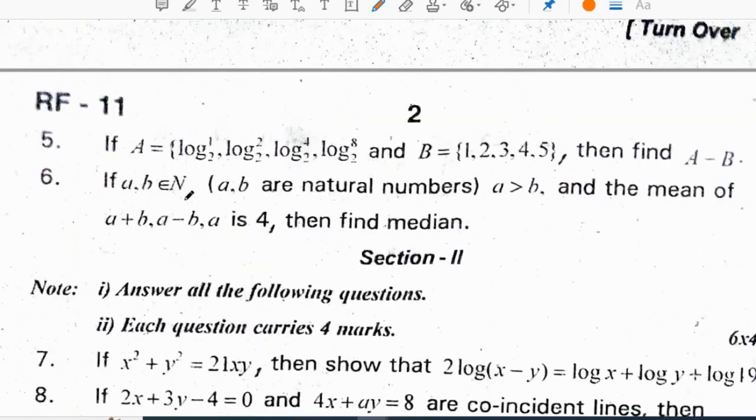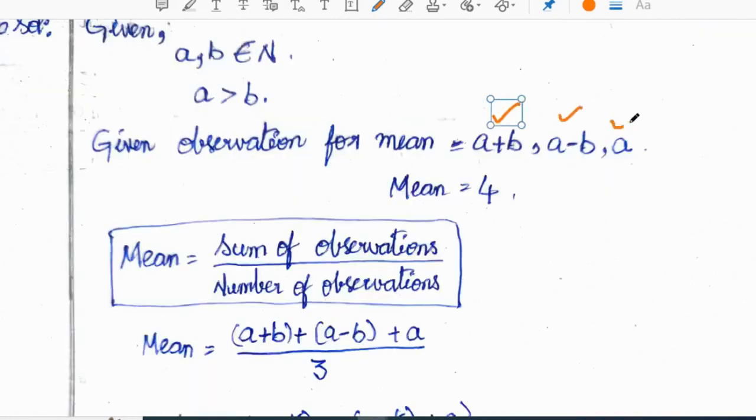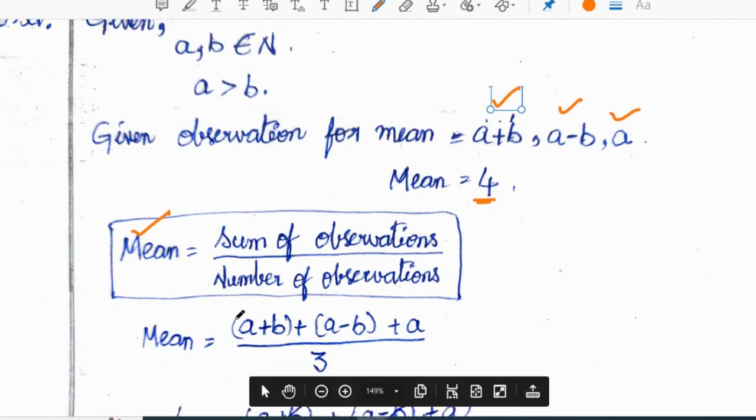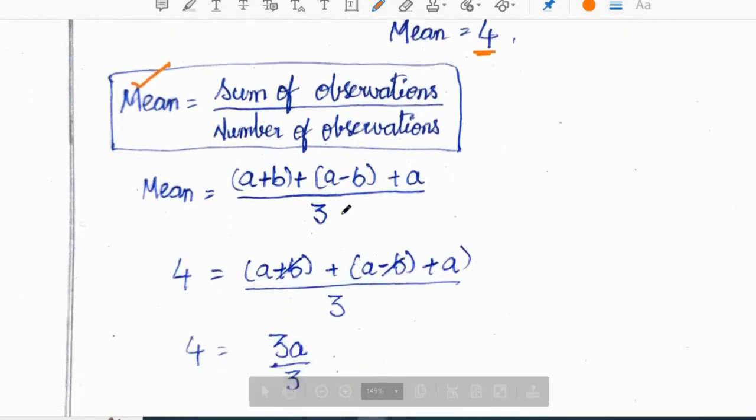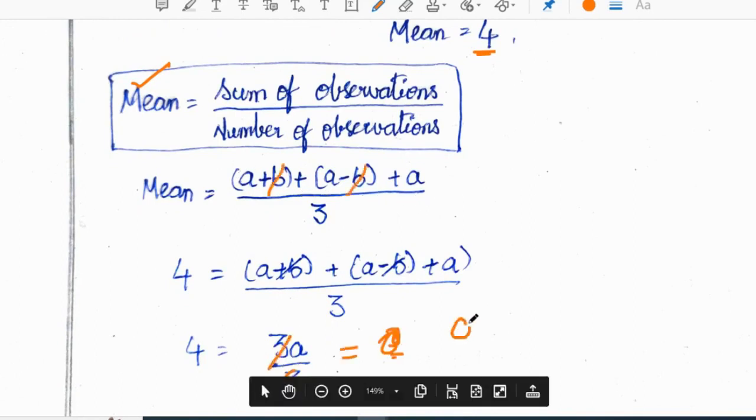Sixth question. A, B belong to natural numbers, A greater than B, this is a very important condition, and the mean of A plus B, A minus B, A is 4. Find the median. Three observations are given in the question, A plus B, A minus B, A, and the mean is given as 4. We know the formula of mean, which is sum of observations by number of observations. So I am adding all the observations, A plus B plus A minus B plus A, divided by 3 total observations. So 3 gets cancelled, and A value is 4. So we don't require B here.